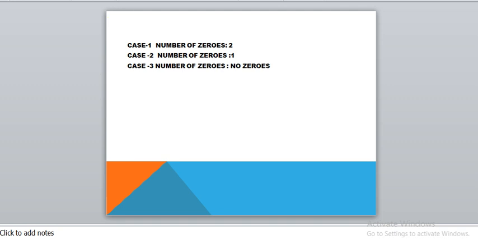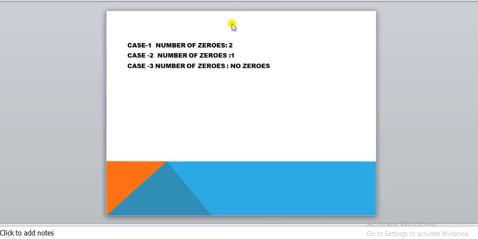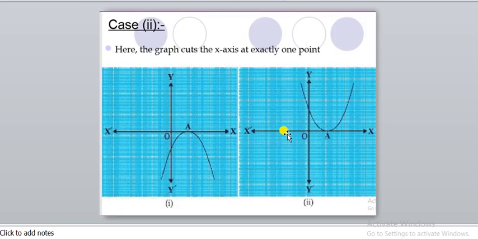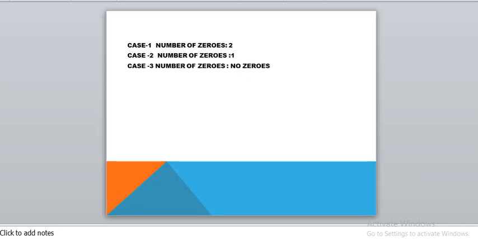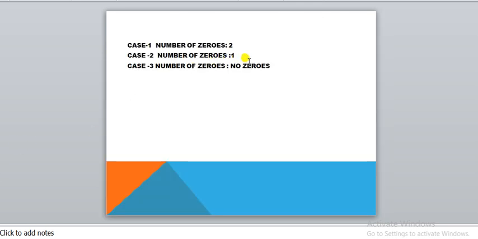So in case number 1, it intersects the x-axis at 2 points, so the number of zeros will be 2. Case 2, it intersects the x-axis at only 1 point, so the number of zeros will be 1. And case 3, not intersecting the x-axis at any point, so the number of zeros will be 0, no zeros. So we can see geometrically what the number of zeros will be from the graph.